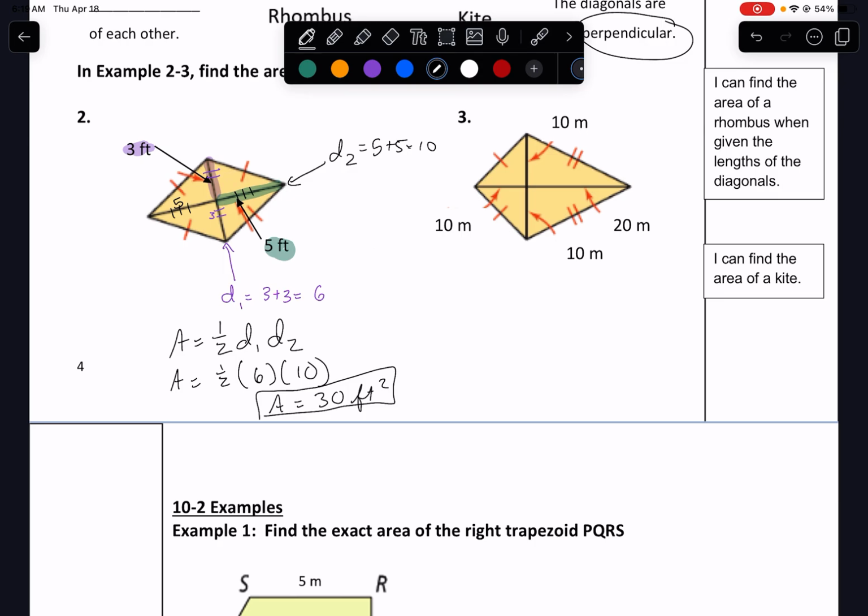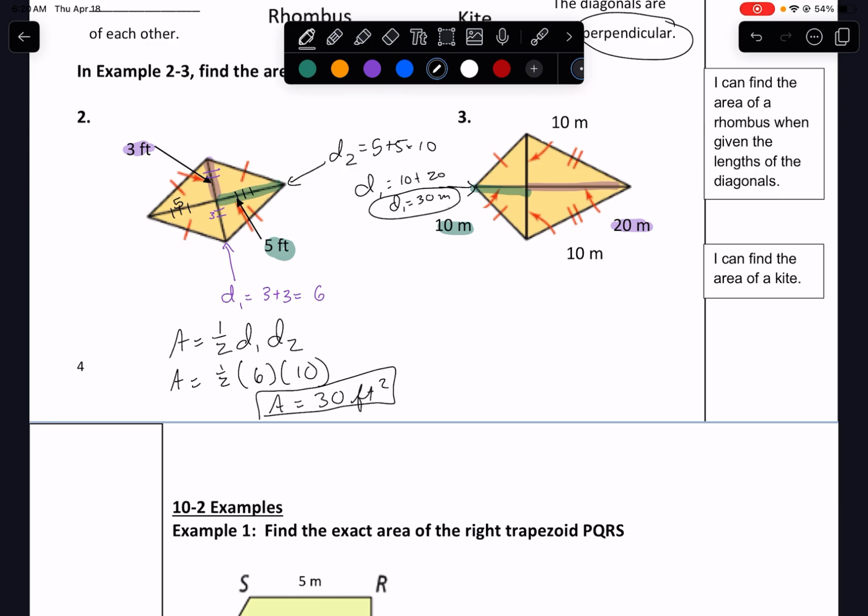So for number 3, I see this one has 2 different length sides. So this is a kite. And so I want to look at the diagonals. I see that this chunk right here is 10, and this chunk right here is 20. So that diagonal, I'll call it D1, is 10 plus 20. So D1 is 30 meters.